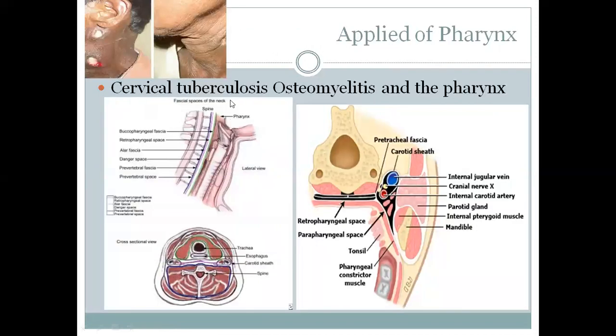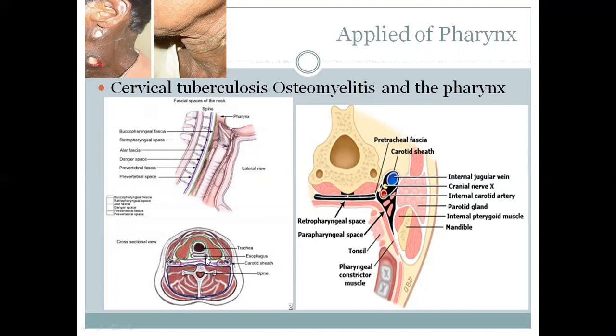Next, cervical tuberculosis, osteomyelitis, and the pharynx. Whenever tuberculosis occurs in the cervical spine, this is the prevertebral fascia, and this is the posterior pharyngeal wall. The abscess from the spine will trickle over the prevertebral fascia behind the posterior pharyngeal wall and enter the posterior triangle of the neck. Sometimes it bursts out, and sometimes it goes downward into the superior and posterior mediastinum.